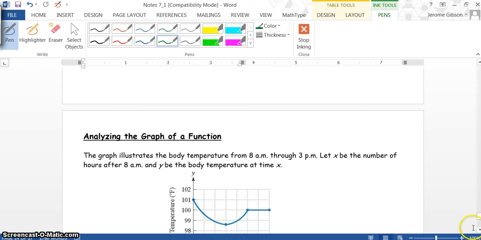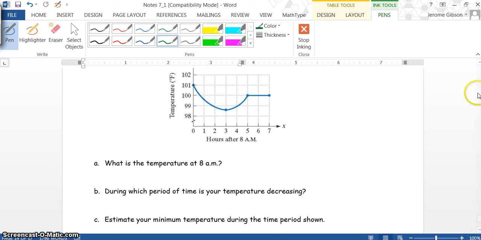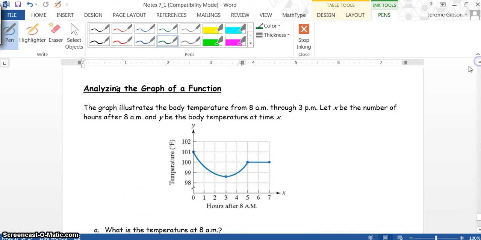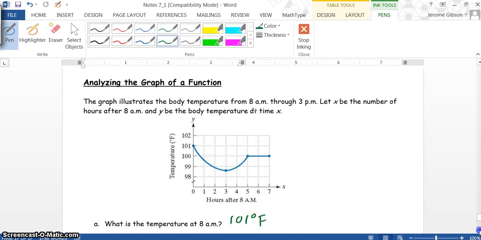Now it says analyzing a graph of a function. The graph illustrates the body temperature from 8 a.m. to 3 p.m. Let x be the number of hours after 8 a.m. and y be the body temperature at time x. What is the temperature at 8 a.m.? Now remember, it said let x be the number of hours after 8 a.m. So 8 a.m. is our 0 point, which is here. And they want to know the body temperature, which would be 101. So it's 101 degrees Fahrenheit.